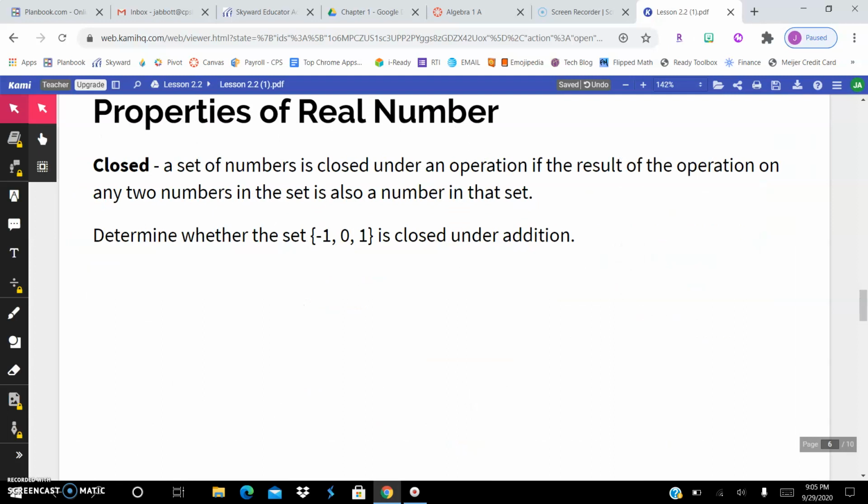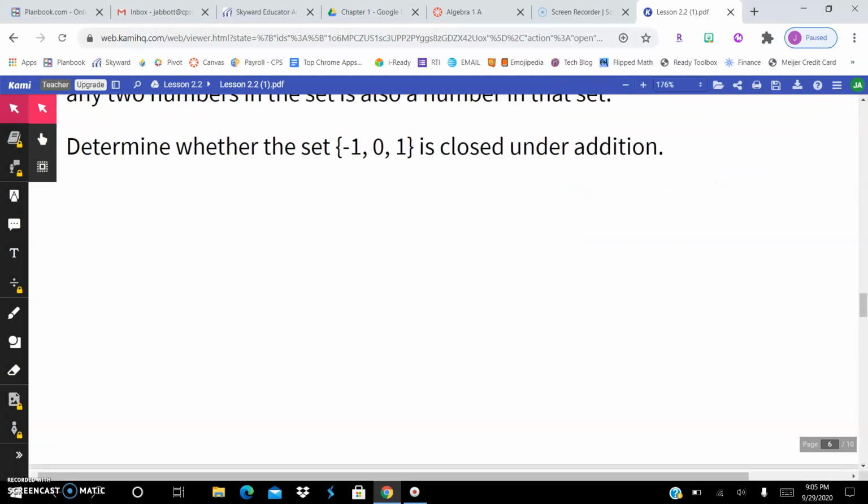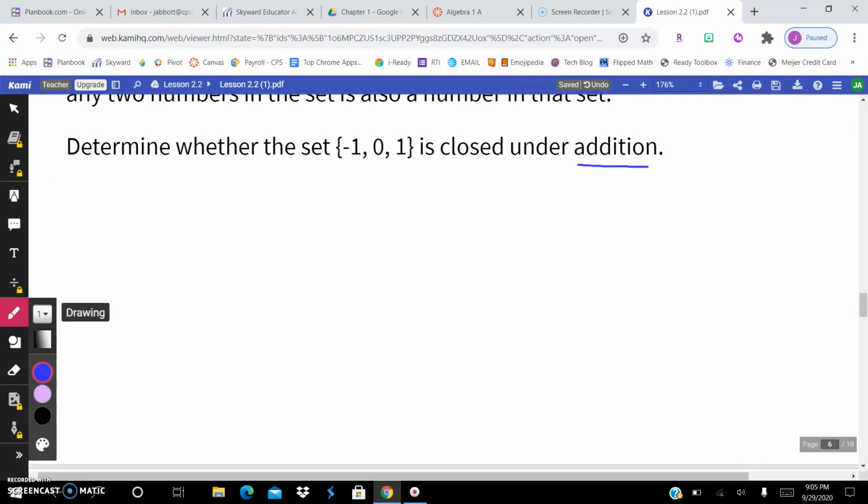And then a closed set. So a set is closed if the result of the operation on any two numbers in the set is also a number in that set. So that's kind of confusing in words. So let me show you an example. Hopefully it'll make more sense once you see it. So it says determine whether the set -1, 0, 1 is closed under addition. So what they're telling us is that I can take these numbers and add them together because we're doing addition. And if it's closed, my answers will be in this set.